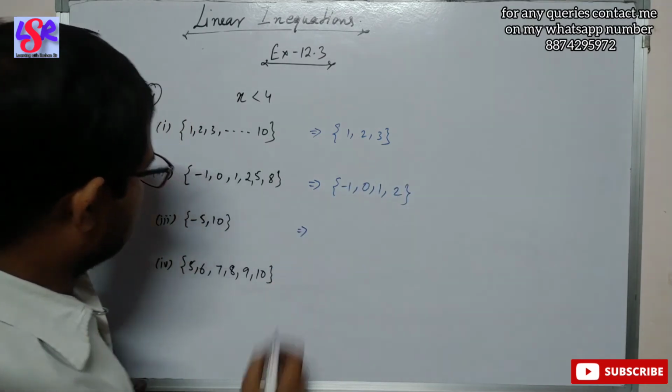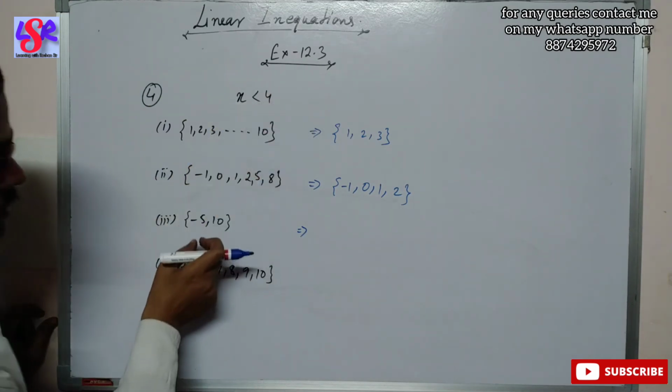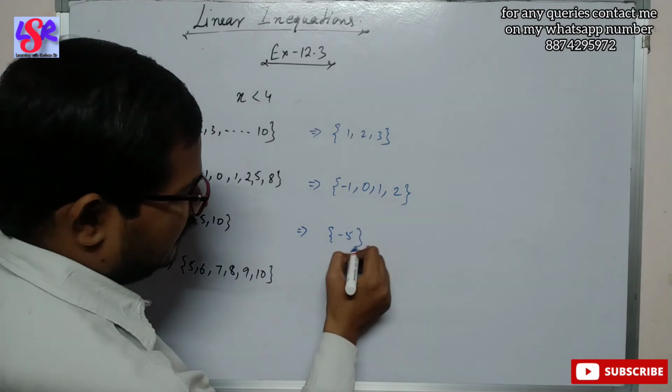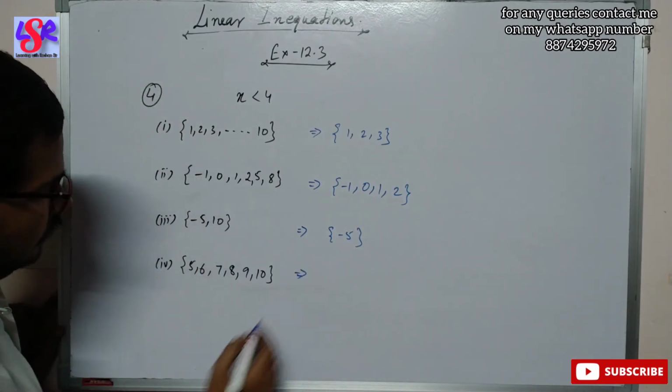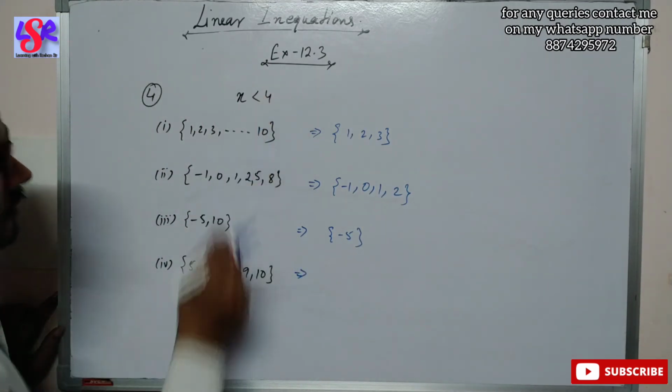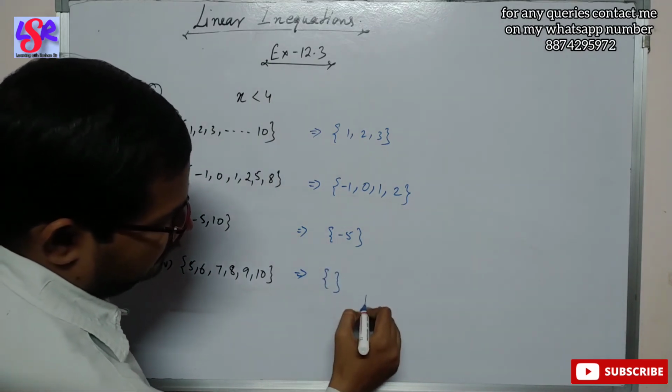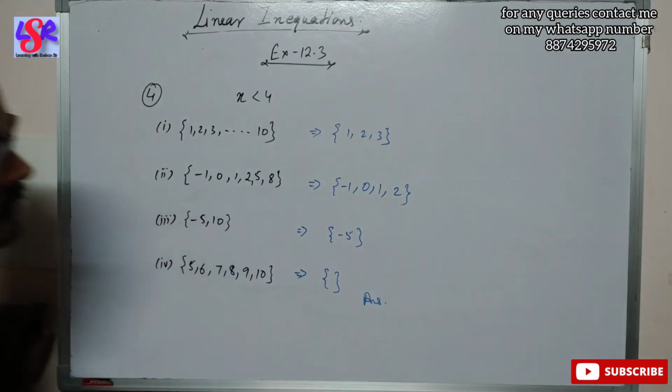Now in the third case it is less than 4. So less than 4 में negative number हम लोग include कर सकते हैं. So it is minus 5 as the set for this one. And then in the fourth part we are having x less than 4. अब यहाँ पे less than 4 में एक भी number नहीं है. So this will be the empty set. And now these are the answers for this question.